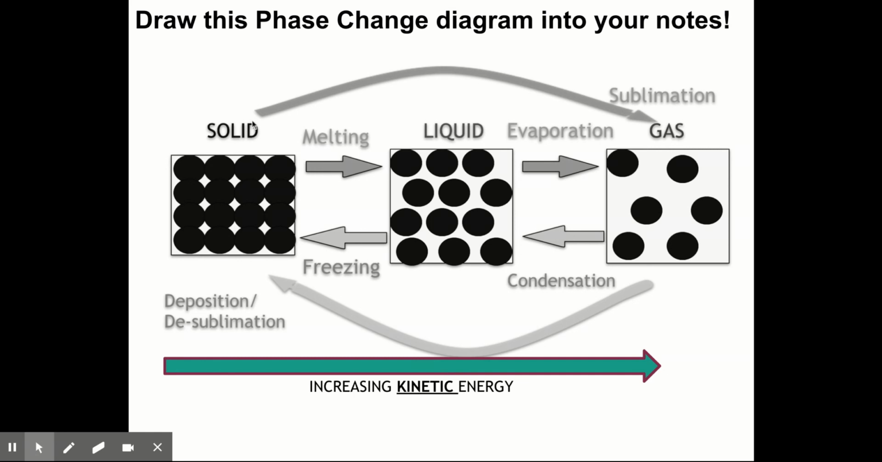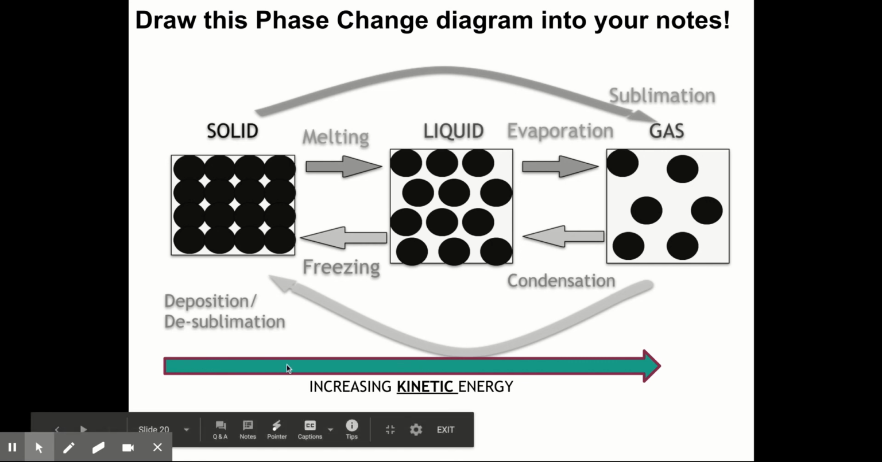And then I want you to draw the arrows from solid to gas, which is sublimation, which is like dry ice. And I want you to draw the arrow from the gas right to the solid, which is called deposition. Don't worry about the word desublimation, okay? Deposition, which is like frost on your house windows. And I also want you to draw this huge line down here on the bottom that talks about increasing kinetic energy going from left to right.